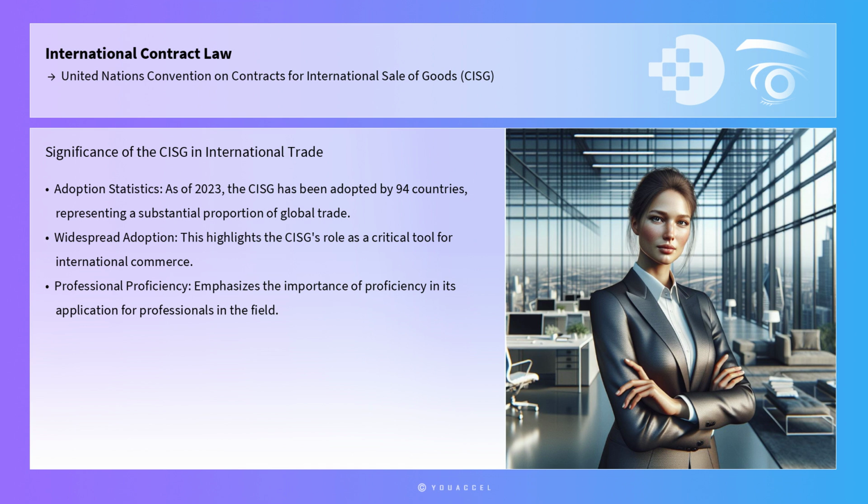Statistics on the CISG's adoption and usage further emphasize its significance in international trade. As of 2023, the CISG has been adopted by 94 countries, representing a substantial proportion of global trade. This widespread adoption highlights the CISG's role as a critical tool for international commerce, underscoring the importance of proficiency in its application for professionals in the field.